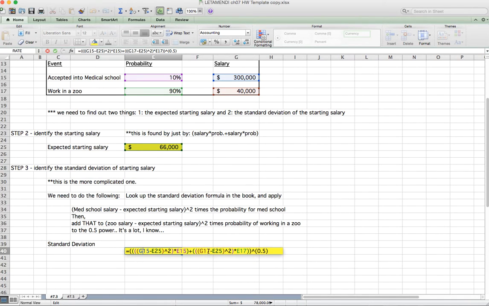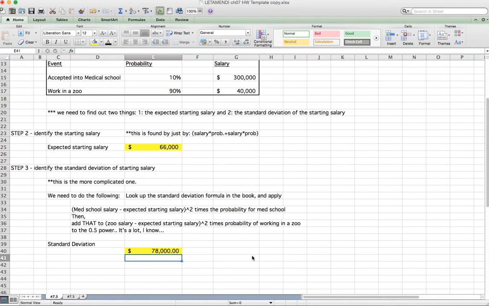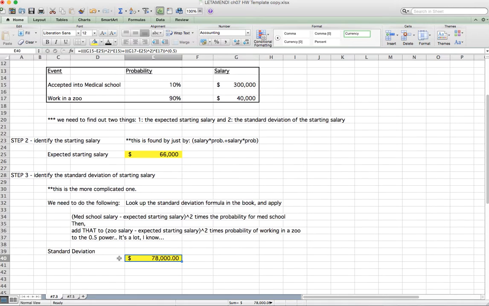And then the first thing that you're going to do is the salary of working in a zoo minus the expected starting salary, close parentheses, to the second power, close parentheses again, times E17, which in this case is the probability of working in a zoo, close parentheses twice, and then close parentheses 0.5. You don't have to put the parentheses, but I did it just because I think it helps explain a little bit more what you're doing, so you can see this as maybe 3 separate sections. And then when you do that, it comes out to 78,000.